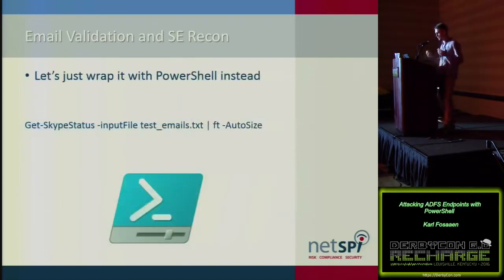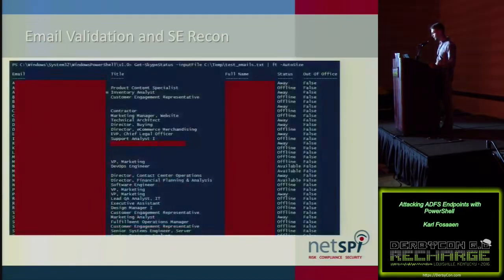So again, since I like automation, I like to be able to do this stuff quickly. We're just going to wrap this in PowerShell. This is where it's handy to have the Skype/Lync SDK installed. We're actually going to be using that SDK to make all of these queries and get everything set up. So again, if you've got the PowerShell module from GitHub, it's Get-SkypeStatus. In the demo that we're going to do, we're just going to feed it an input of test emails. Here's a screenshot of what it's going to look like.